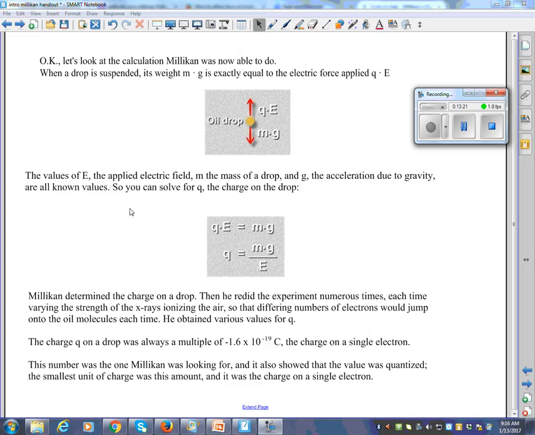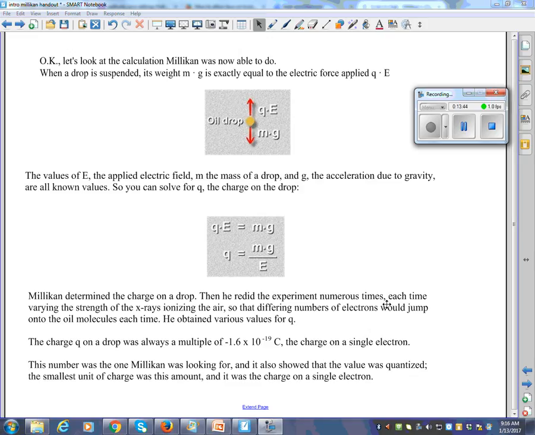Millikan determined the charge on a drop. He redid the experiment numerous times. How many times? How much data did you come up with? You know? Lots. How many drops did you throw away? I think it was over 100, wasn't it? Yeah. Can I finish here?